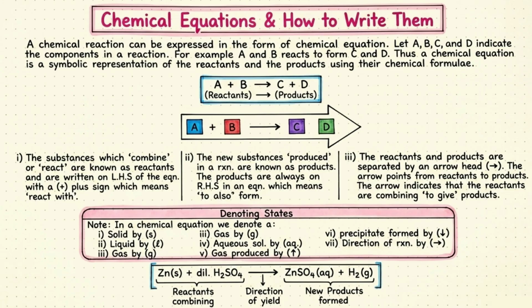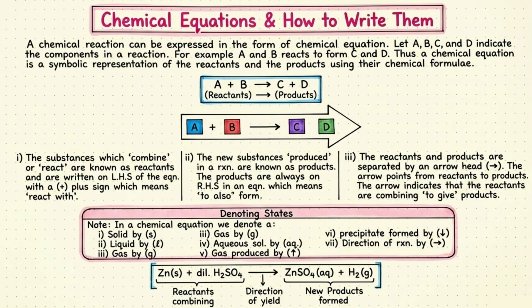So how do we write all this down efficiently without writing paragraphs every time? We express it in the form of a chemical equation. Let's say hypothetical components A and B react to form C and D. The symbolic representation uses their formulas. A plus B, then an arrow pointing to the right, followed by C plus D. Let's define the geography of this equation.